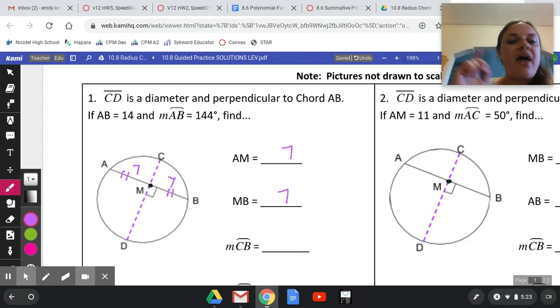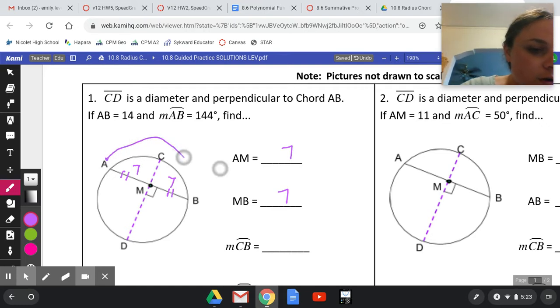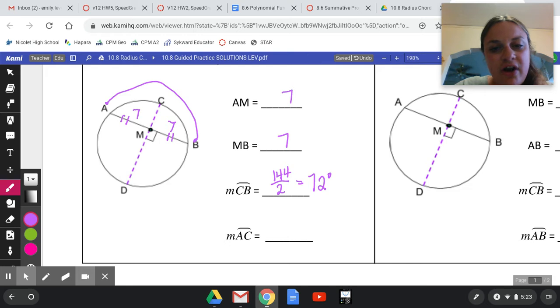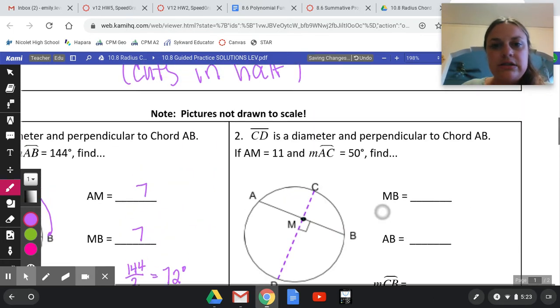Now, we also know that the measure of arc AB is 144. So that's this full arc going around the circle. So if the full thing is 144, then the measure of arc CB would be half of that. So 144 divided by 2 is 72 degrees. And it would be the same thing for the measure of arc AC. So that's 72 degrees as well, because they would be congruent. So congruent, that's what those little tick marks mean. Okay.